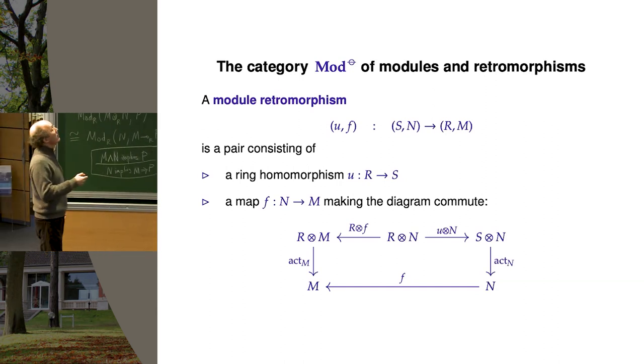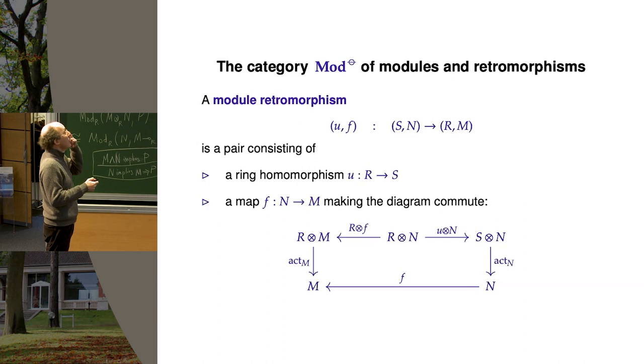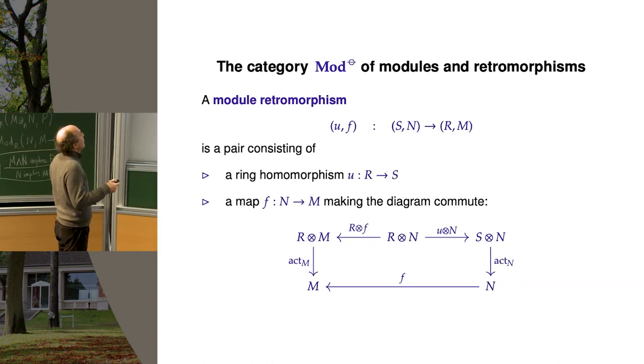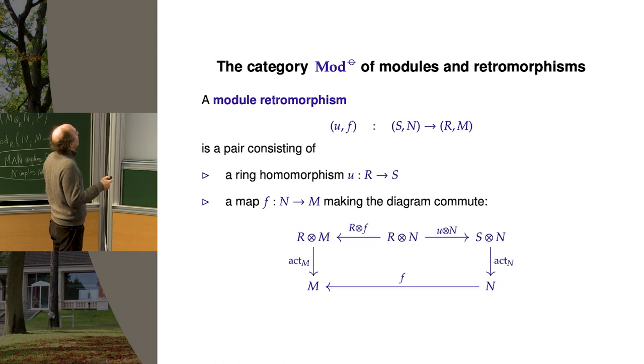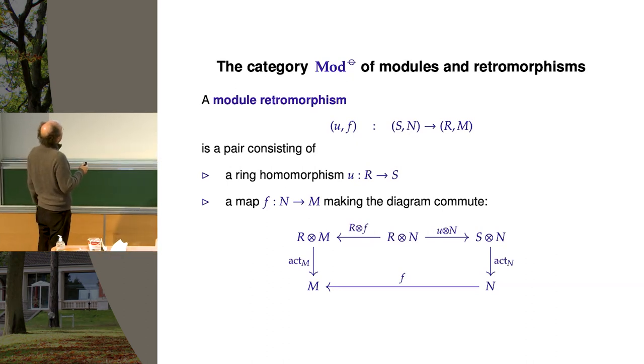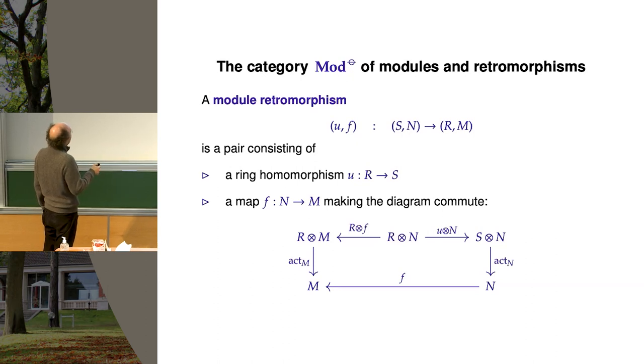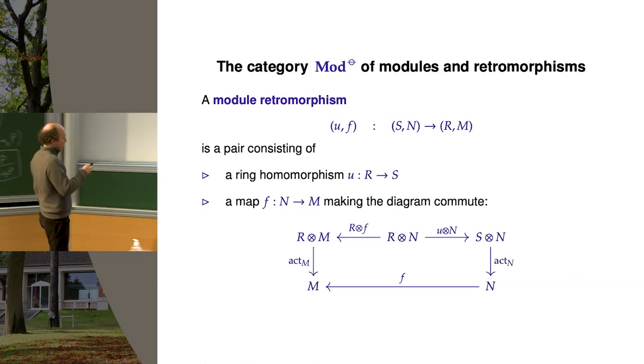It makes a lot of sense to introduce a category of modules and what I call retromorphisms. So a retromorphism from (S, N) to (R, M) consists of a ring homomorphism from R to S, so it goes in the other direction, and a map from N to M, making this diagram commute. It's a little bit strange at the beginning. It says that when I have R and N, I can use U, which is a map from R to S, then act, and then apply F. It's the same as applying F and then acting.